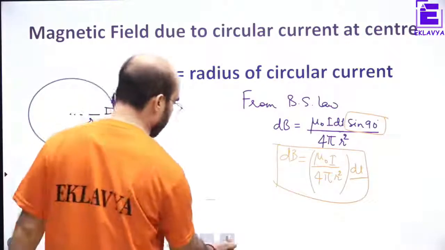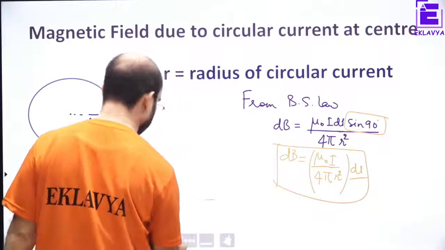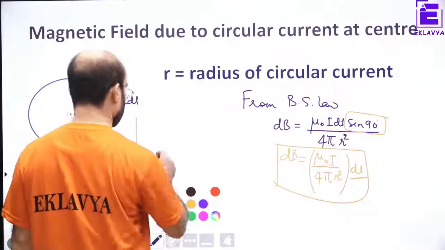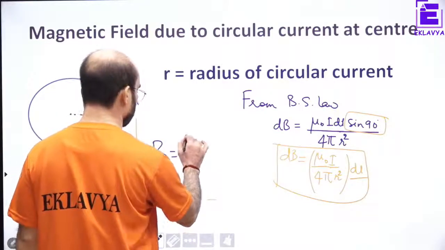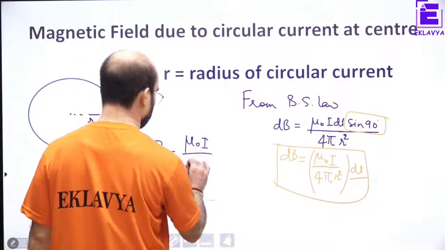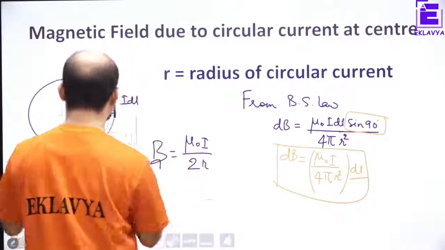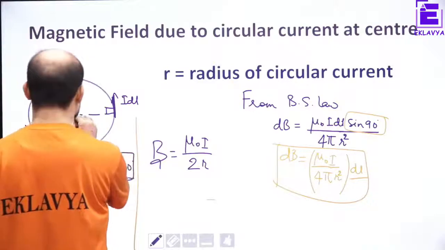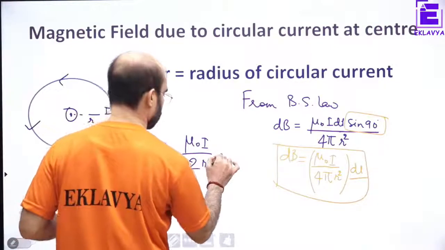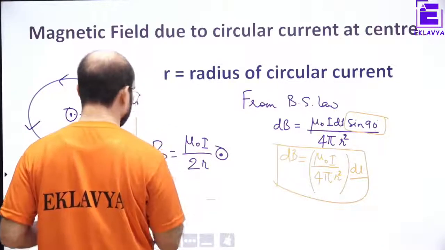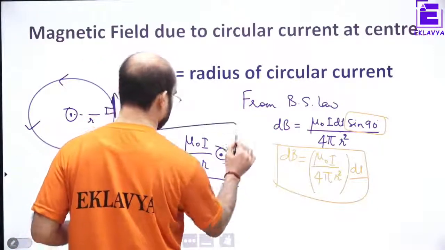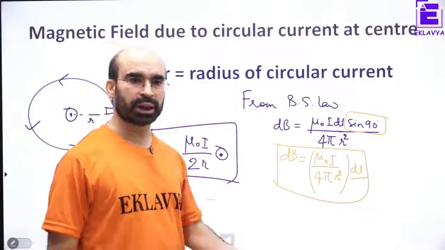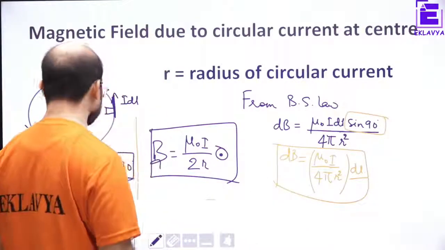The next topic, okay, here I'm again putting it, the final result. The final result B would be mu naught I by 2R. If it is anti-clockwise direction, current is flowing in this direction, then what? It is going to be outward. So this is outward. Okay. So this is our result. Magnetic field due to circular current at the center is this. This is very, very simple. Right? Now, let us move on.